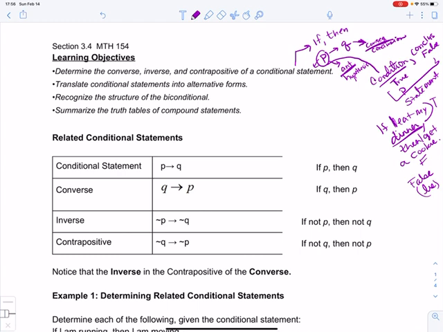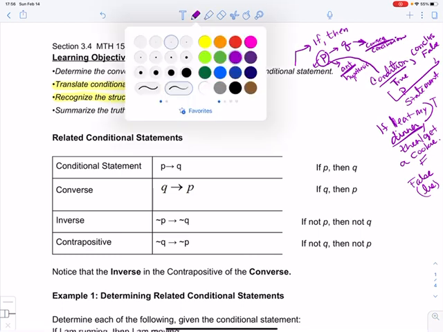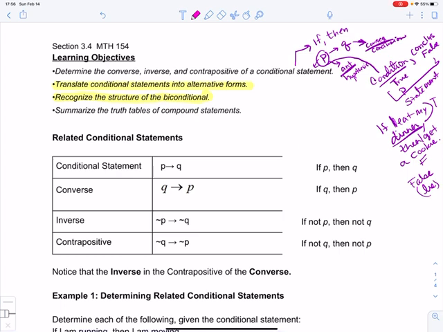The other things we're going to do here is also translate conditional statements into alternative forms. There are so many different forms you can do this. We're going to recognize the structure of a biconditional, and a biconditional looks like "if and only if." And we're going to summarize truth tables of compound statements.